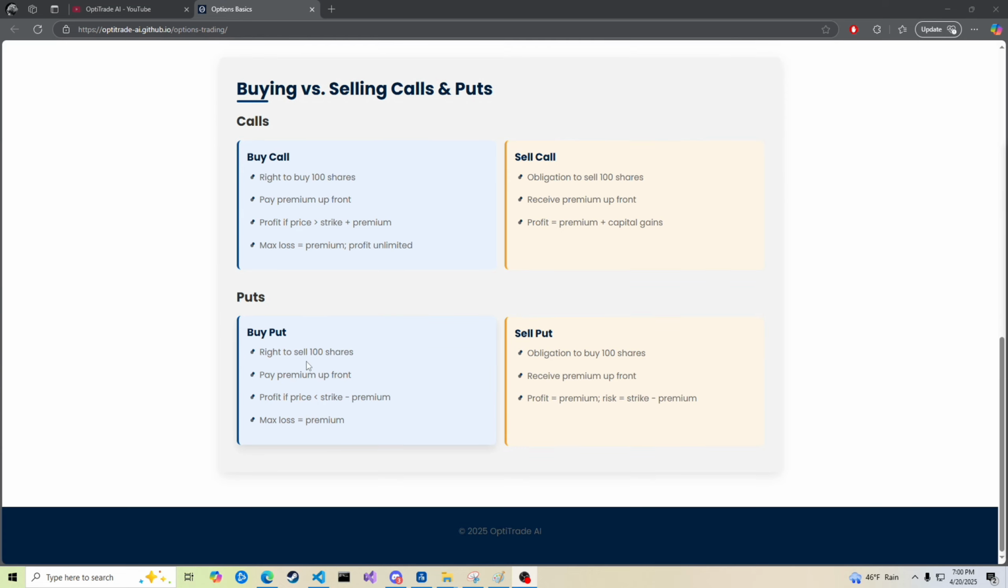Finally, let's talk about puts, and let's briefly talk about buying a put option and selling a put option. So if we start with buying a put option, we have the right to sell 100 shares. We pay a premium upfront. The profit is if the price is less than the strike price minus the premium, which we'll look at in the diagram or the screenshot, and hopefully this will make more sense. And then the max loss is just the premium. So similar to what we have for the calls, when you're buying a put option, the max loss is that premium as well.